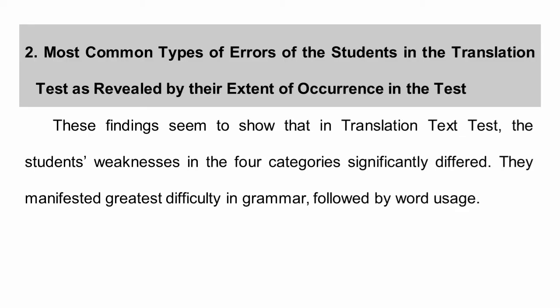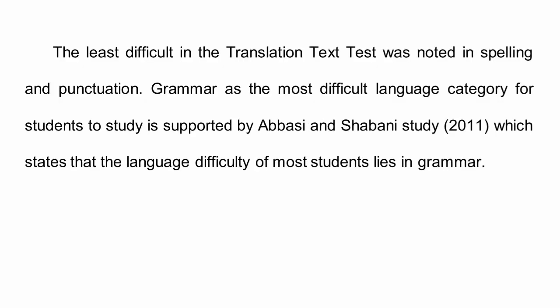Second, most common types of errors of the students in translation tests as revealed by their extent of occurrence in the test. These findings seem to show that in translation texts, the students' weakness in the four categories significantly differed. They manifested greatest difficulty in grammar, followed by word usage. The least difficult in the translation texts was noted in spelling and punctuation.